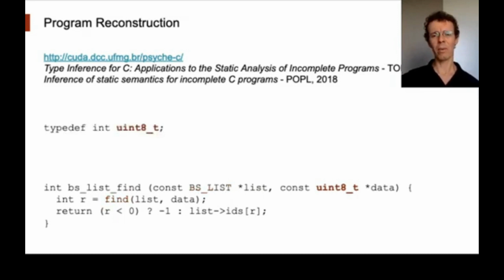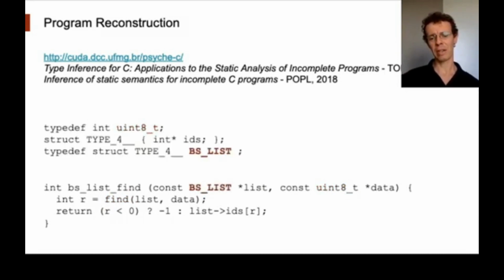For our example, it would infer, for instance, that uint8 is an integer, and would infer that yes_list is a structure type with at least one field. In this case, this field must be a pointer to integer, and it would infer the missing declaration of find.